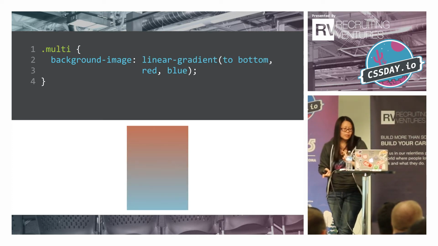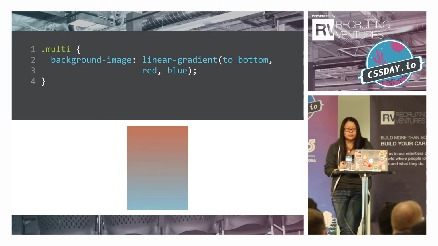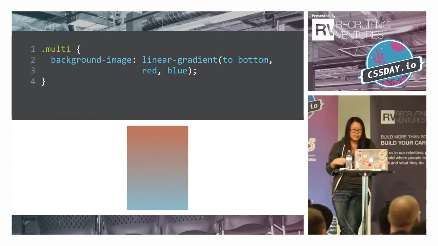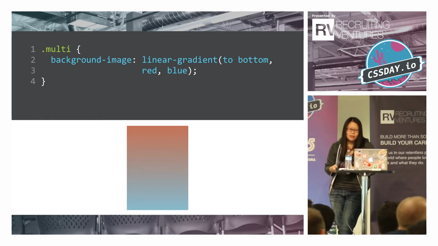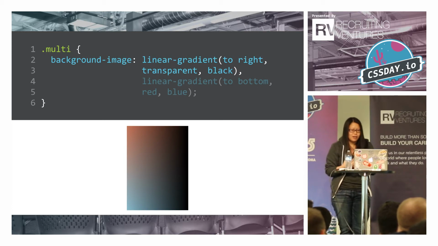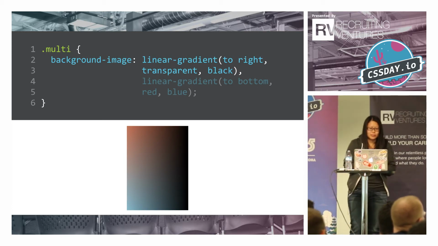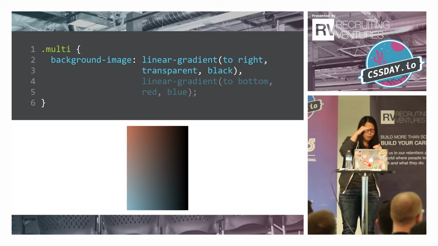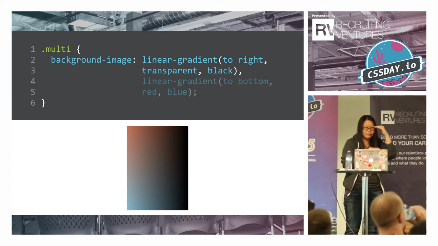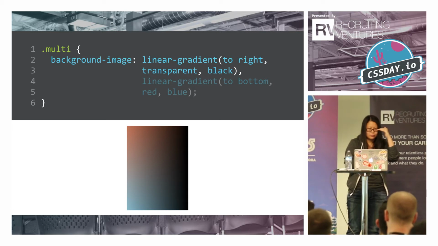And just like box shadows, we can declare multiple background images. So here's a basic top to bottom gradient, red to blue. And then above that, I'm going to define another linear gradient to right, which is transparent to black. And basically, just like the box shadows, the ones that you declare at the top are going to be on top of the stack if you think about these as layers. Right?